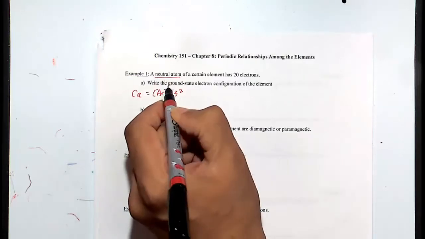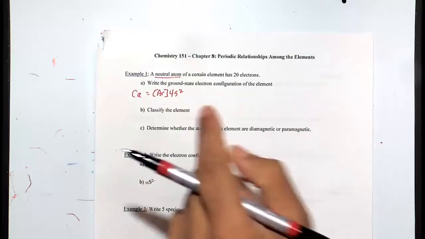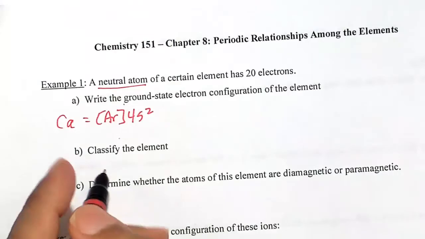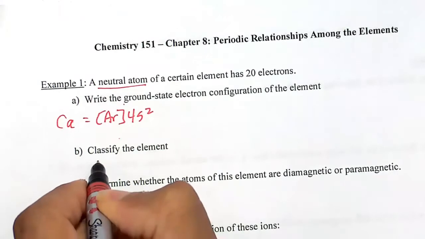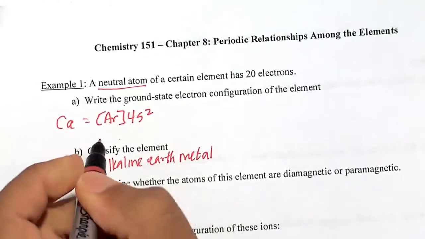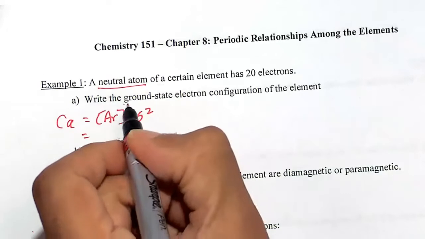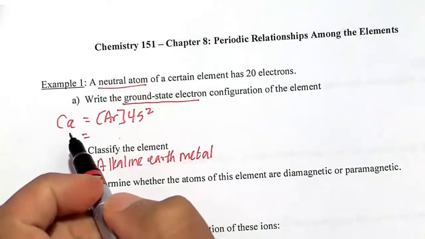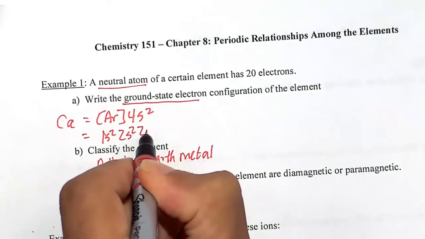By the way, this is not called the ground state. This is called the condensed electron configuration, because I'm not writing all of the other electrons in there. Classifying the element: calcium is in group 2A, so this is an alkaline earth metal. Actually, I'll change my mind here. Since I'll answer the question, instead of giving the condensed version, I'll give the ground state version. Argon is going to be 1s2, 2s2, 2p6.